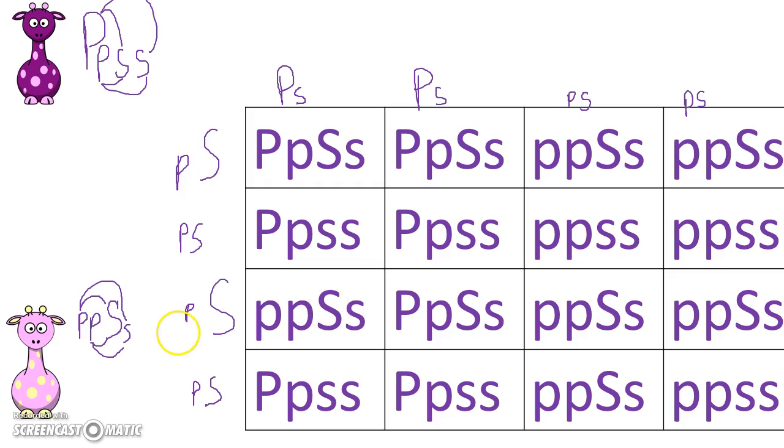But if they have only little p's, then they're going to be pink like mama. And then if they have only little s's, they're going to have pink spots like dad. So if you look at this one over here, this would be a pink giraffe with pink spots because it's all recessive.